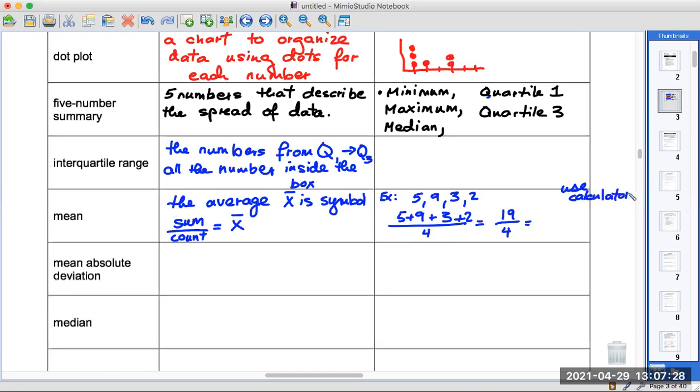You can use your calculator in this whole book. I would suggest you use your calculator. It's going to be otherwise very lengthy. So your average is 4.75 when you divide 19 divided by 4. Okay, so that would be X bar. We call it X bar.